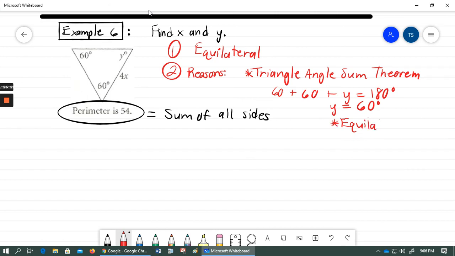If you were wondering, well, how did you know for sure that it was equilateral? That's because if we know that all three angles are the same, it's equiangular, and any equiangular triangle is equilateral as well.